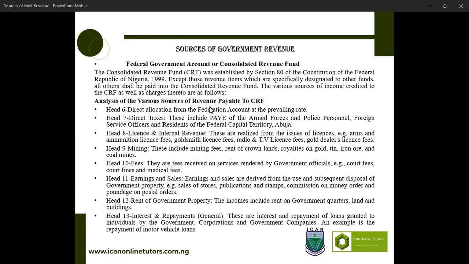Yes. Which of these two goes into the federation account? Or is it all that goes into the federation account? No, it is not all that goes into the federation account. We have those that go to the states and we have those that go to the federal government.